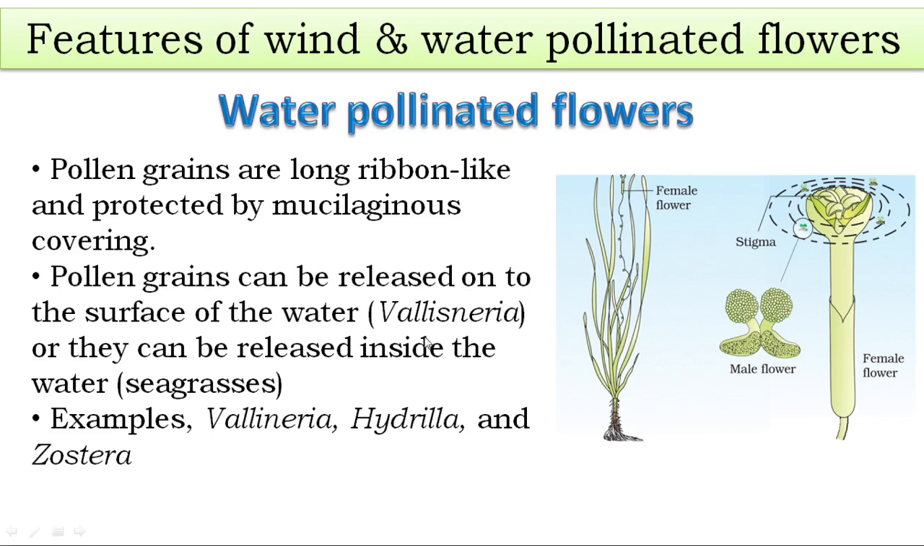Or the pollens can be released inside the water. For example, seagrasses, Zostera, the pollen grains are released within the water. In Vallisneria, they are released onto the surface and float, and then when they meet the female flower, pollination can occur. Okay, so this is about the features of water pollinated flowers.